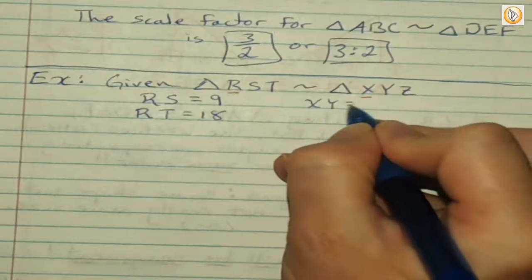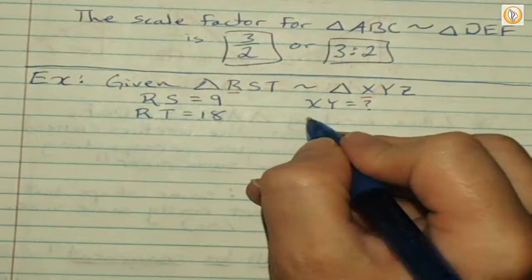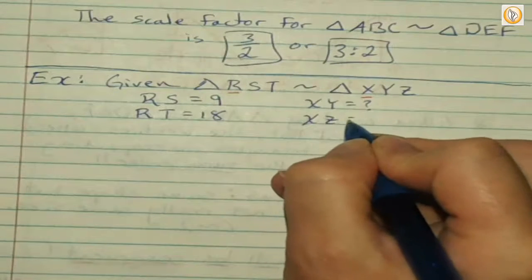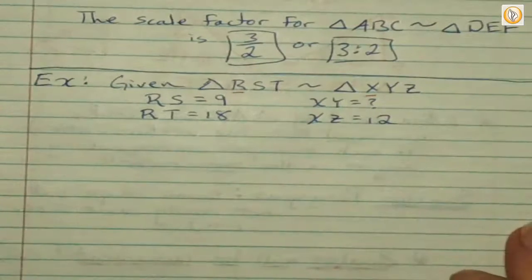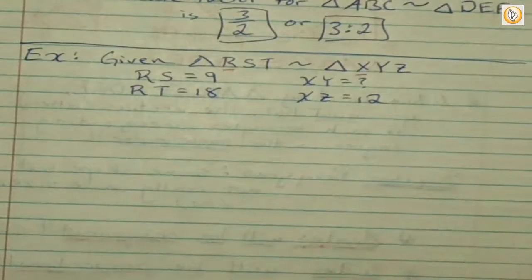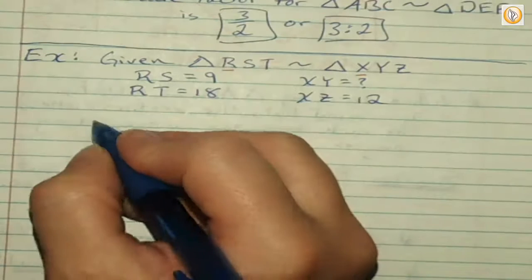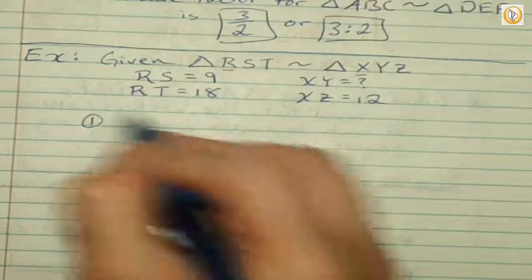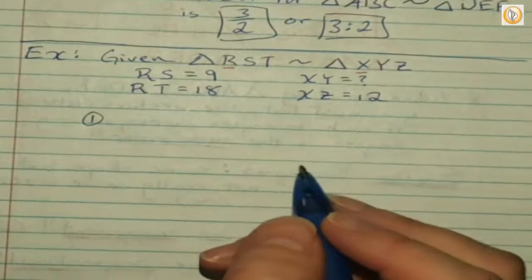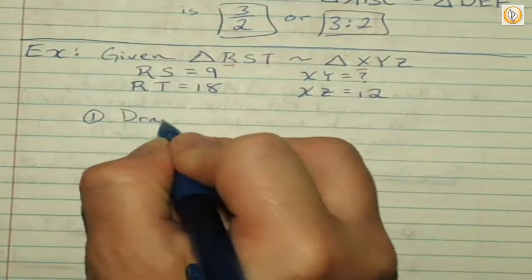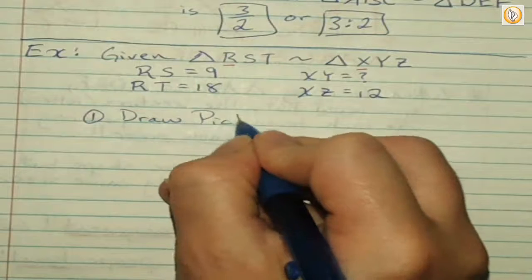Side XY, we don't know. And side XZ is 12. We have to figure out the unknown. What will it be? Now, I'm going to show you steps to do it. Step 1, and this does help, guys: draw a picture.